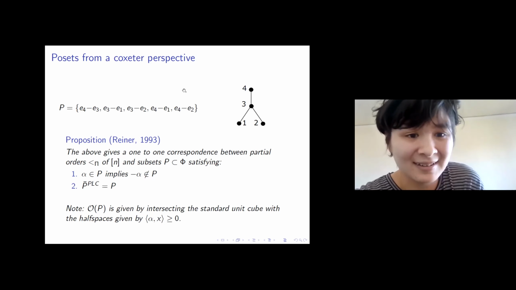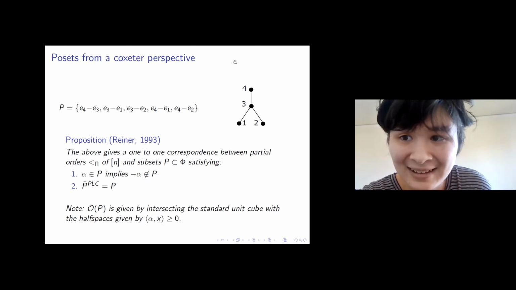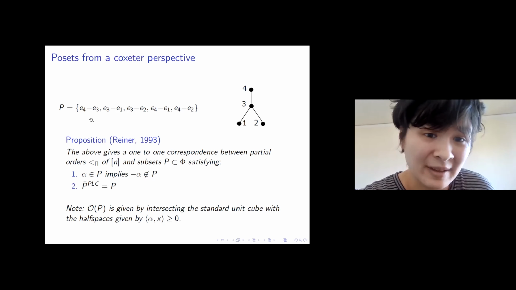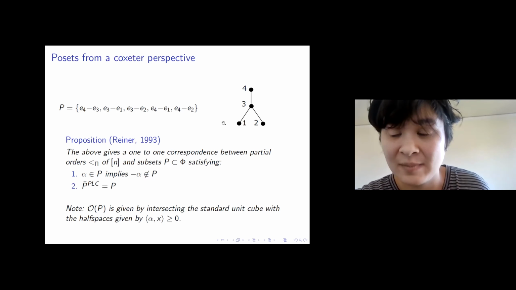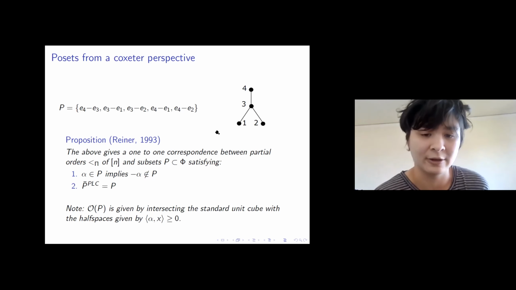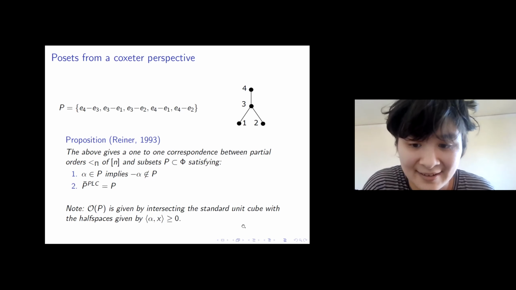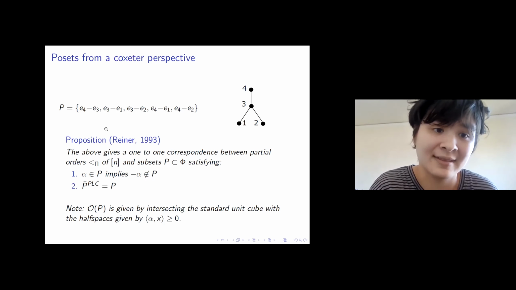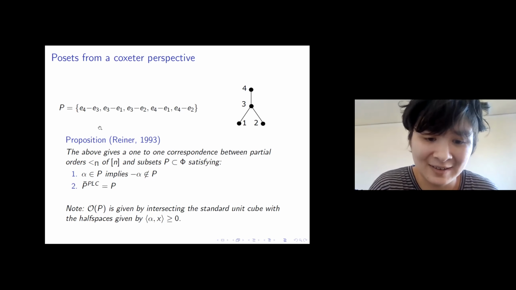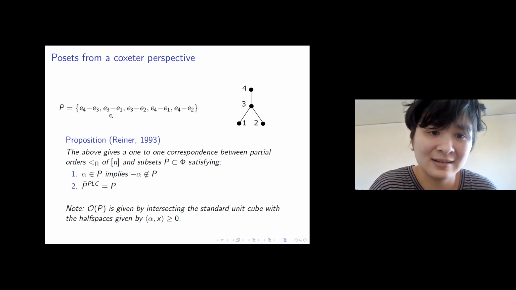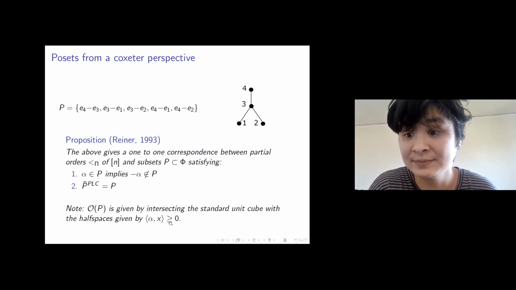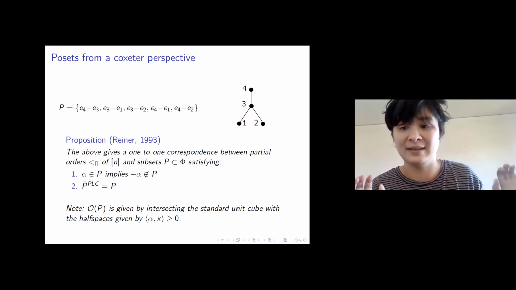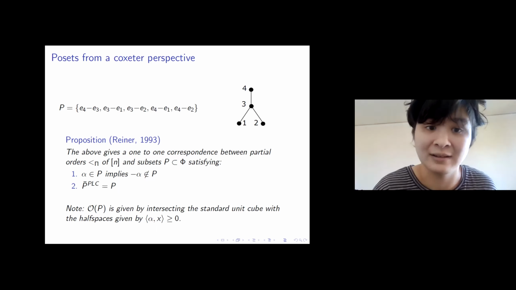You can also think about how you can express the order polytope in these terms. If someone just gives you these roots and doesn't give you this picture, you can still very easily write down the order polytope by intersecting the standard unit cube with a bunch of half spaces, where each half space is all of the points such that when you take the dot product with each of the roots, you get something that's non-negative. So we're now intersecting a bunch of half spaces and the unit cube to get the same order polytope as before.